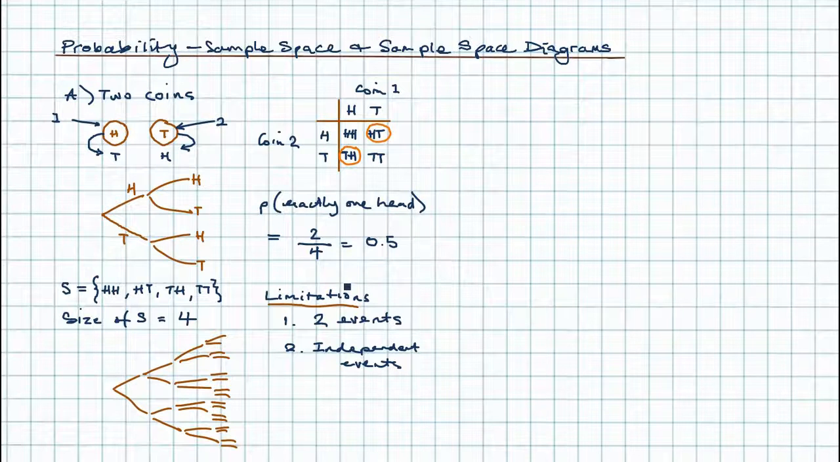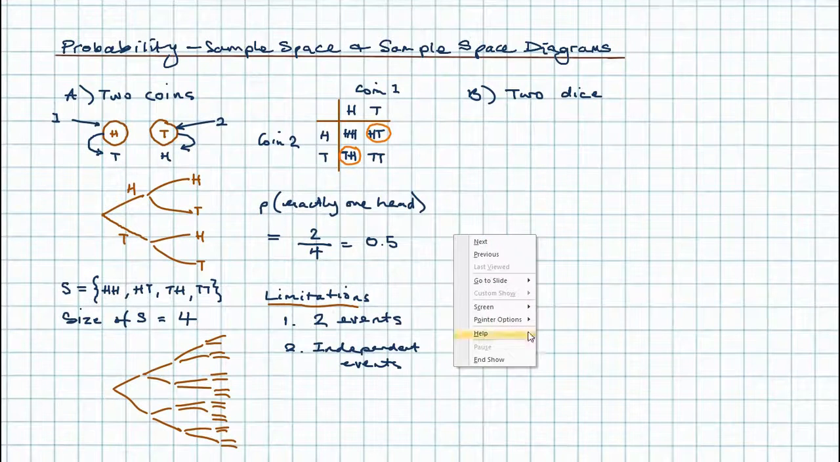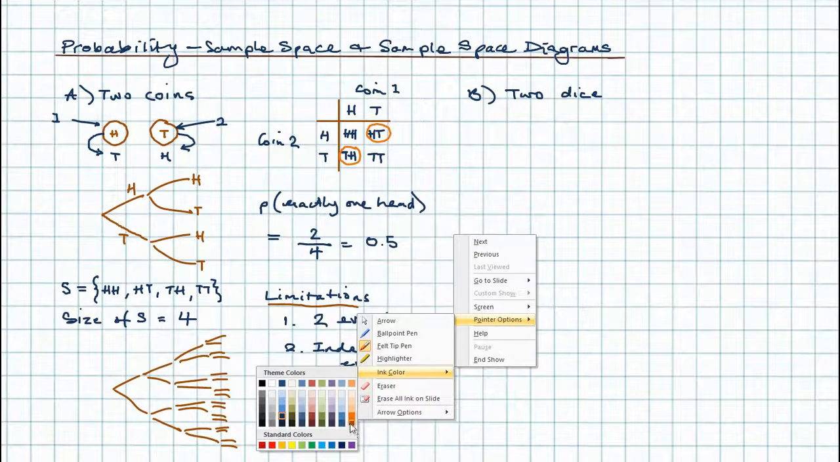Given those limitations though, a sample space diagram can be very useful, and we're going to look at now another application of a sample space diagram, which is going to be 2 again, but this time 2 dice. So what if we wanted to show all the possible outcomes of throwing 2 6-sided dice?